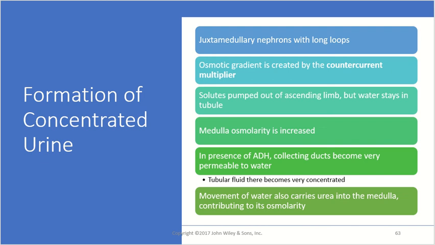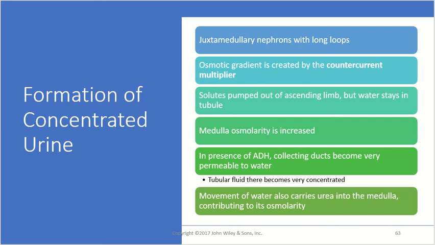So, for this formation of concentrated urine, the juxtaglomerular is going to happen primarily in the juxtamedullary nephrons with the long loops. The osmotic gradient is going to be created by the countercurrent multiplier, which we're going to talk about in just a second. Solutes are going to be pumped out of the ascending limb. However, water is going to stay in those tubules, and the medulla osmolarity is going to increase.